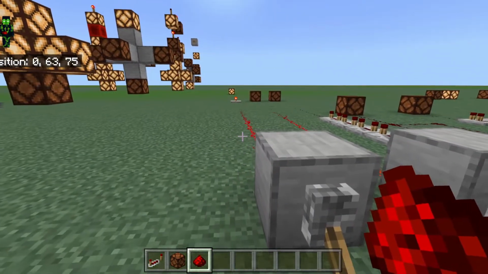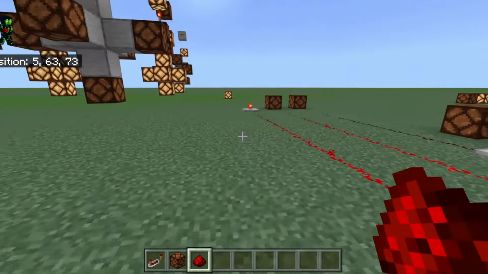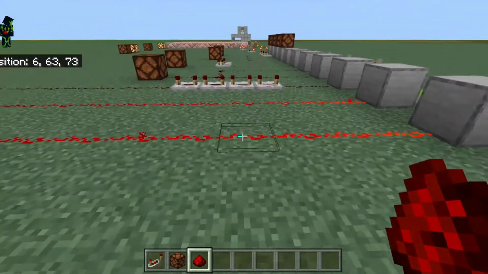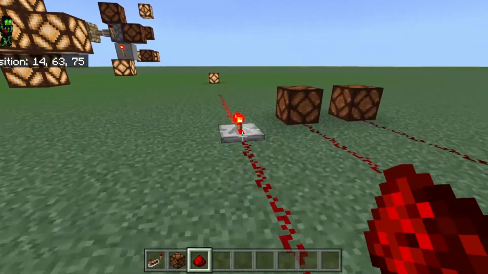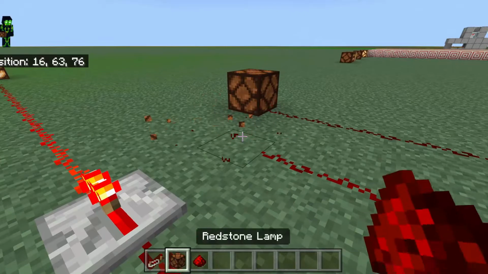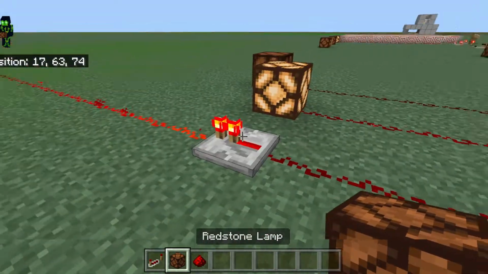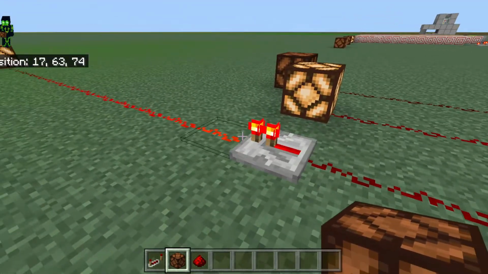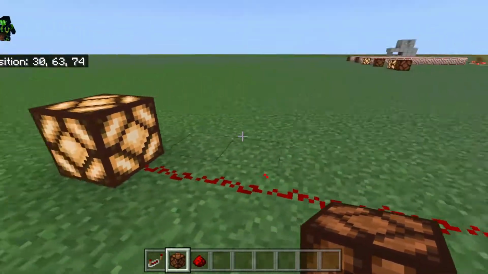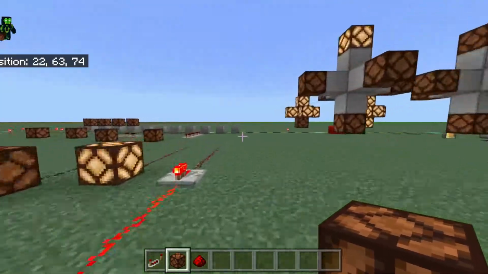As you can see here, the repeater is extending this signal so that the signal from here to here is 15, and as you can see here, if we move that lamp back one block, it turns on. So that's 15, and this repeater is repeating the signal, so it has no problem getting to this lamp out here that's 30 blocks from our lever over there.